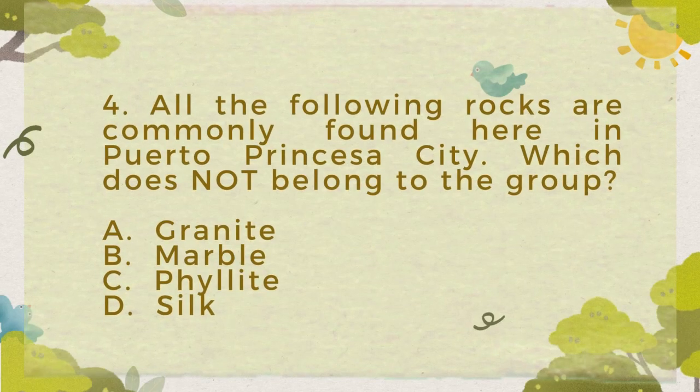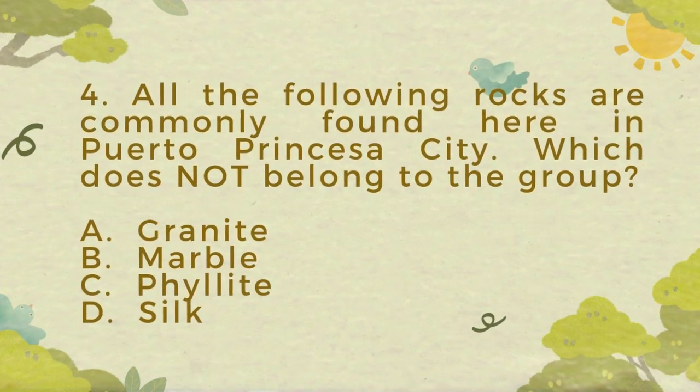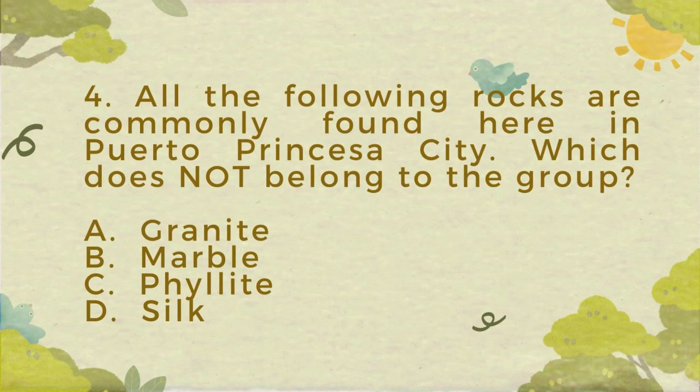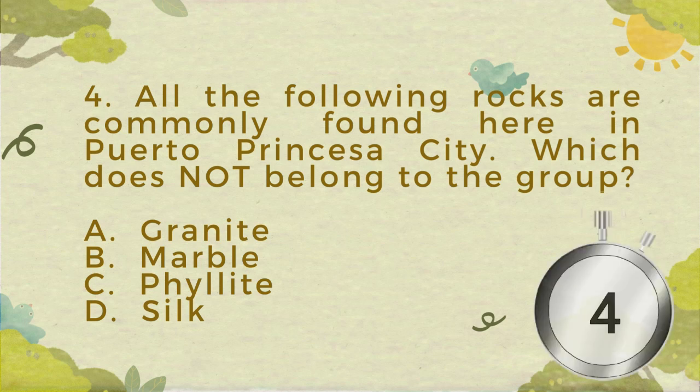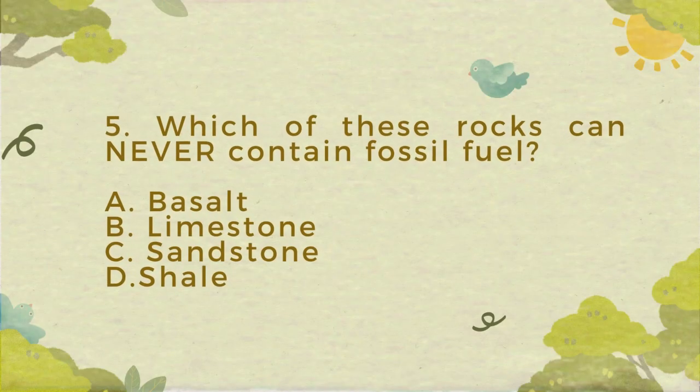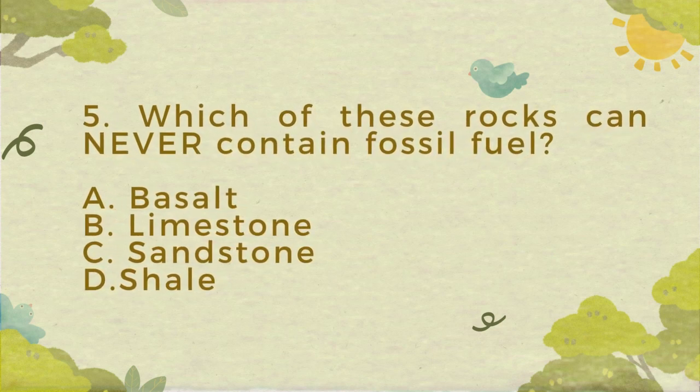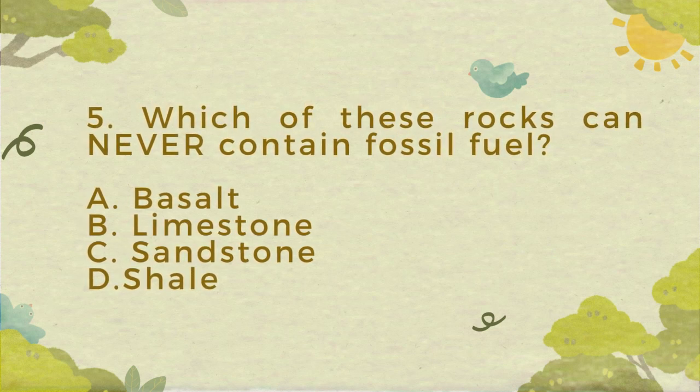Question number 4. All of the following rocks are commonly found here in Puerto Princesa City, which does not belong to the group. A. Granite. B. Marble. C. Claylite. And D. Silk. Number 5. Which of these rocks can never contain fossil fuel? A. Basalt. B. Limestone. C. Sandstone, and D. Shale.